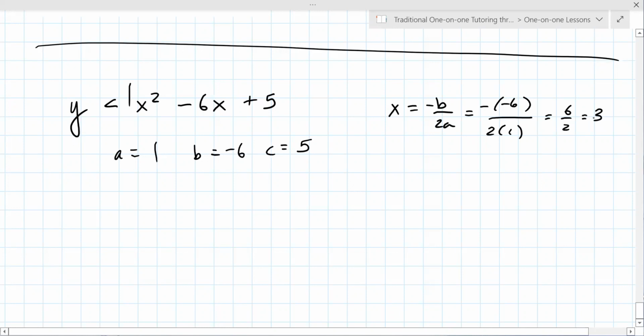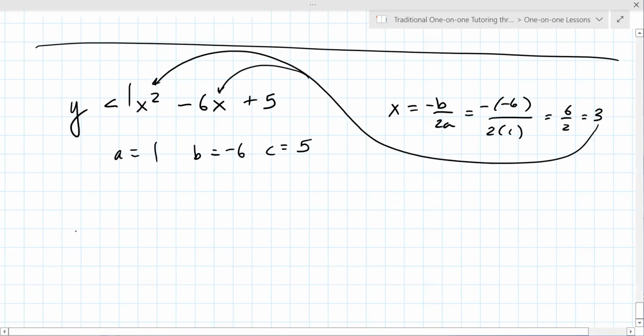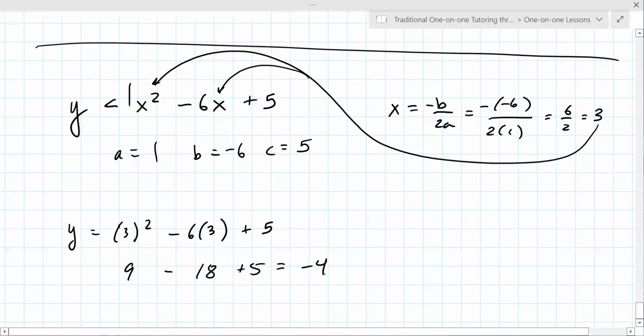But we need the y value. It's not good enough to just get the x value. You get the y value by taking the x value and putting it back into the original equation. So y equals 3 squared minus 6 times 3 plus 5. That's 9 minus 18 plus 5, which is negative 4. The reason we did all that, and that goes back to our very first lesson, is that the vertex is the central point in your table.